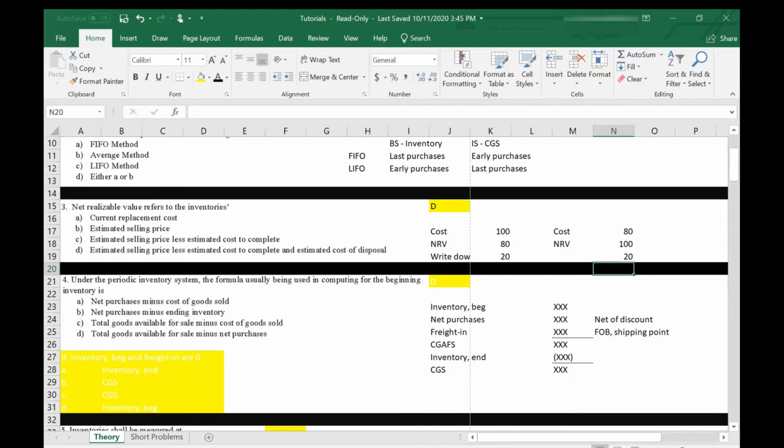When you go to BA 114, you'll be able to learn that this write down of 20 peso can be reversed in the future, no? But sa 114 nyo pa yun matutunan. For now, what's important is that you measure your inventory at the lower of cost and NRV. If the NRV is lower than your cost, you record a write down. But when your cost naman is lower than your NRV, you don't recognize the gain, the supposed gain. You just ignore it. You still measure it at cost. Again, lower of cost and NRV.